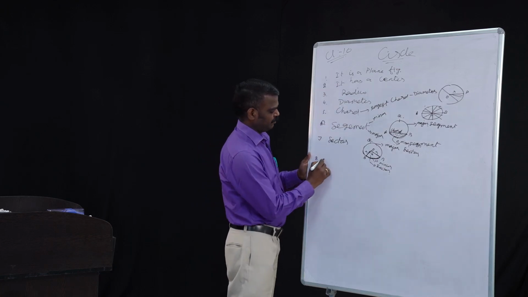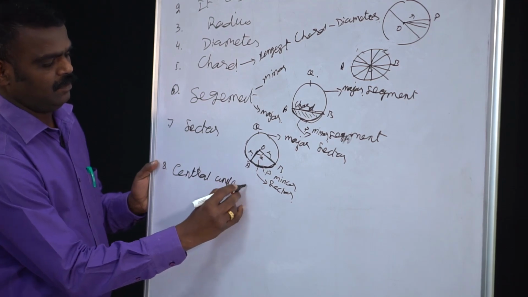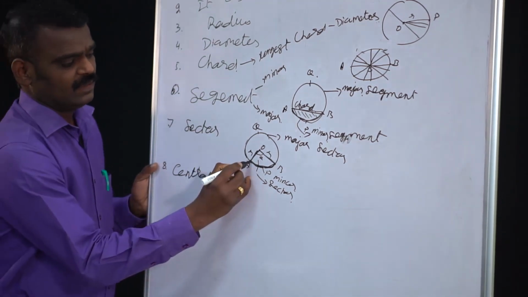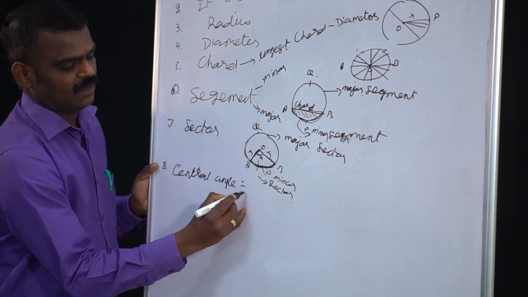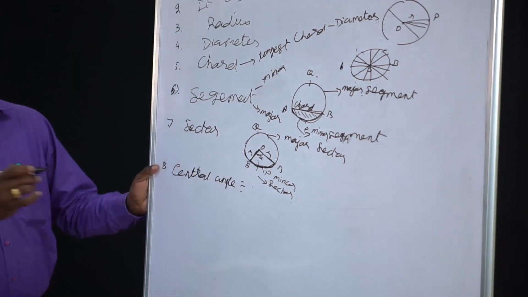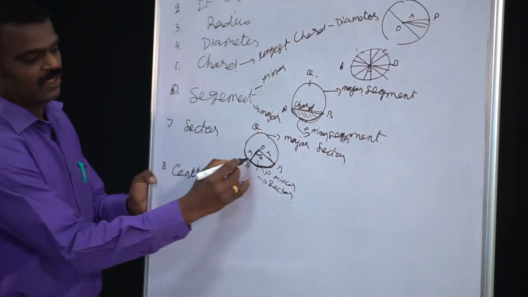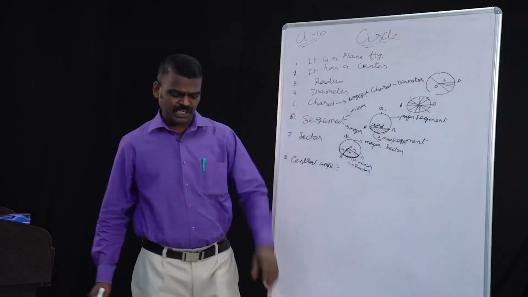Central angle. This angle is called which one? The angle which is at the center of the circle is called the central angle of the sector. Okay, sector, another best example I can give.